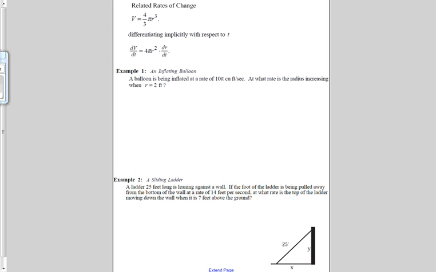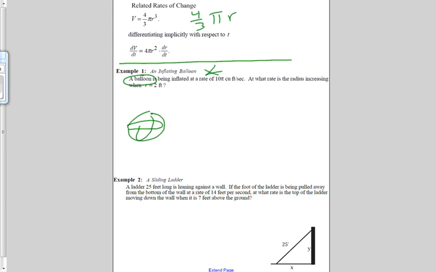So let's think about it in terms of a very popular problem with an inflating balloon. We're going to assume that a balloon is a perfect sphere, and we know that the volume of a sphere is 4/3 pi r cubed. It says it's being inflated at a rate of 10 pi cubic feet per second. So that is the change in volume. At what rate is the radius increasing when the radius is 2 feet?